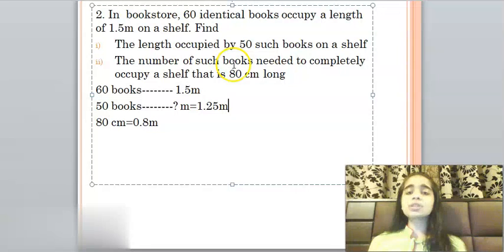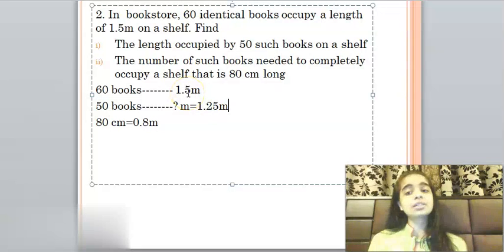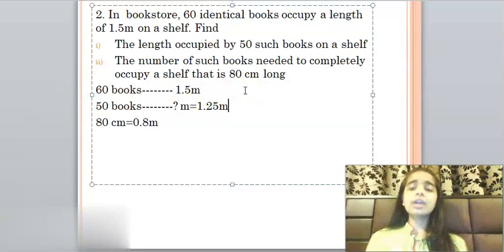The number of such books needed to completely occupy a shelf that is 80 centimeter long. So now our shelf is 80 centimeter long and we need to completely occupy it. But the thing is that this is in centimeter and our standard is 60 books to 1.5 meters. So we need to change this 80 centimeter into meters. So how many centimeters are there in 1 meter? Yes, there are 100. So in order to find 80 centimeter as meters, we will divide 80 by 100, which will give us 0.8 meters.